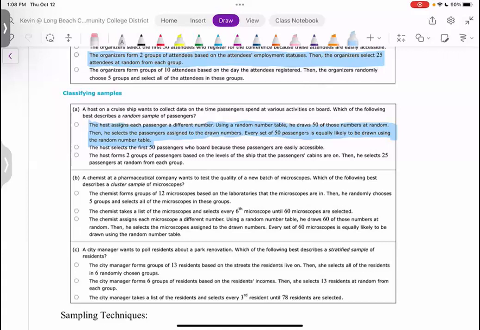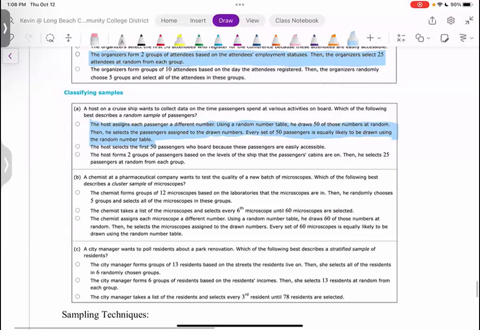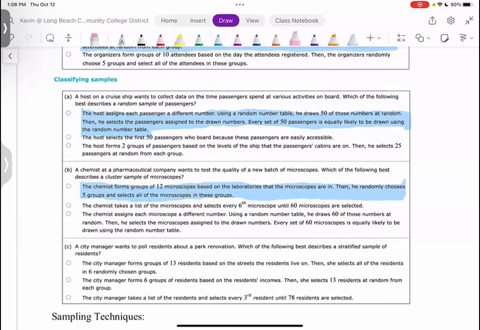Part B. A chemist at a pharmaceutical company wants to test the quality of a new batch of microscopes. Which of the following best describes a cluster sample of microscopes? First part. The chemist forms groups of 12 microscopes based on the laboratories that the microscopes are in. Then he randomly chooses 5 groups and selects all the microscopes in those groups. This is definitely the cluster. And the keyword here is all.